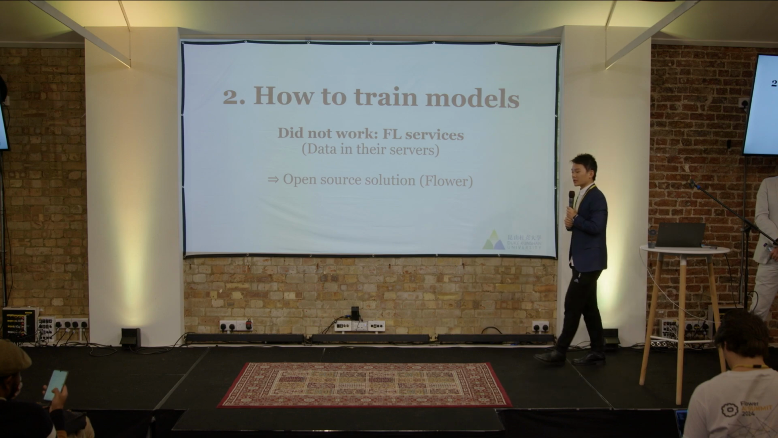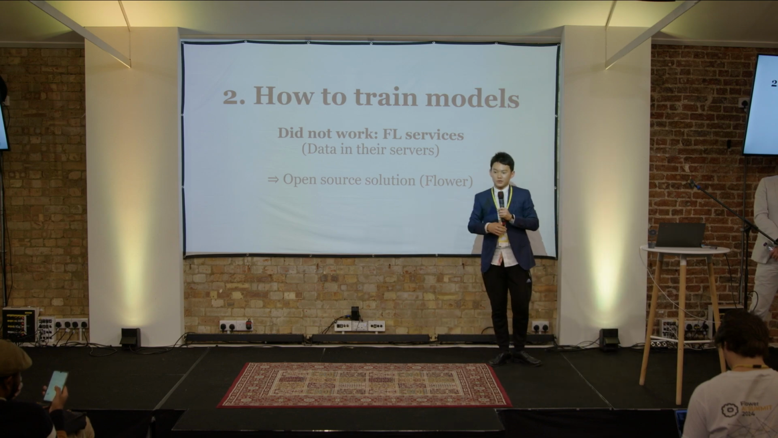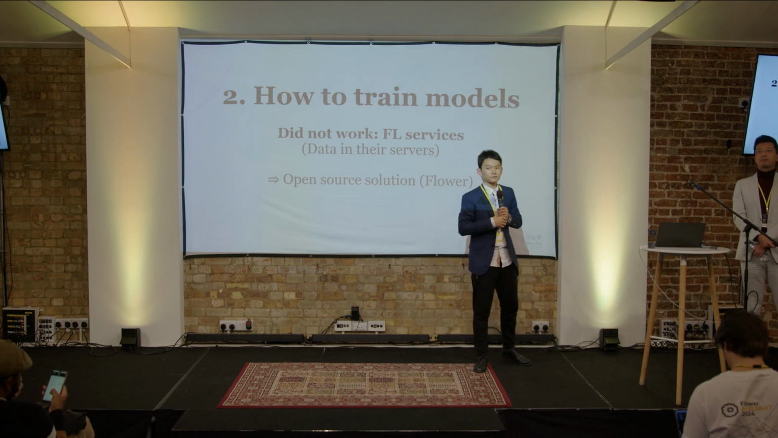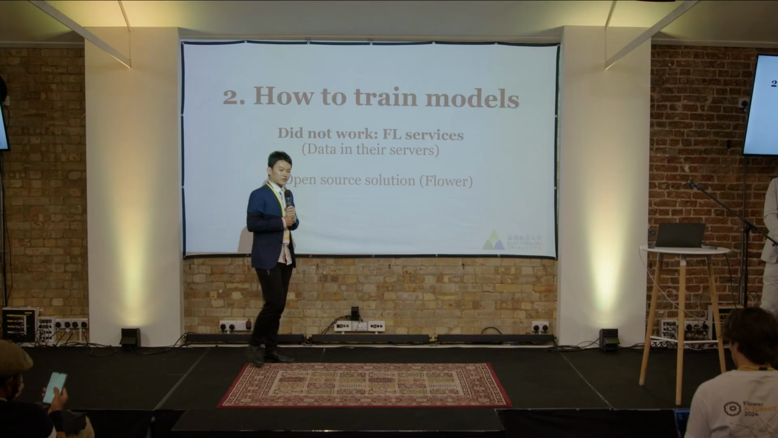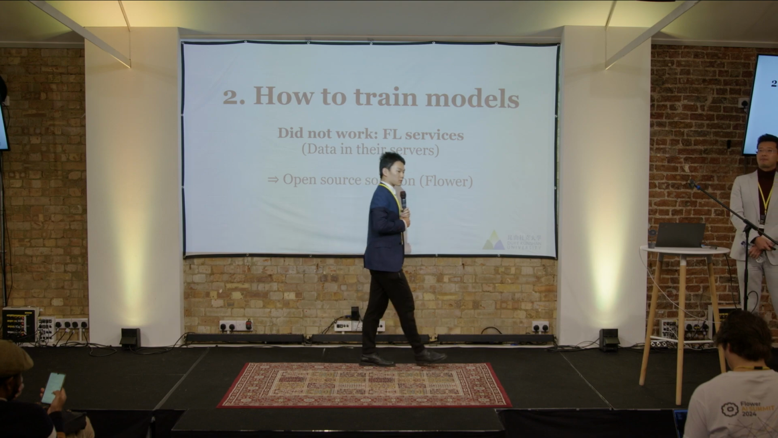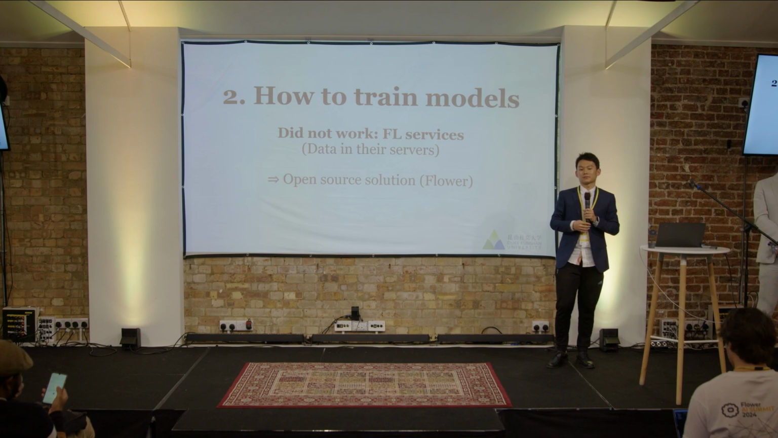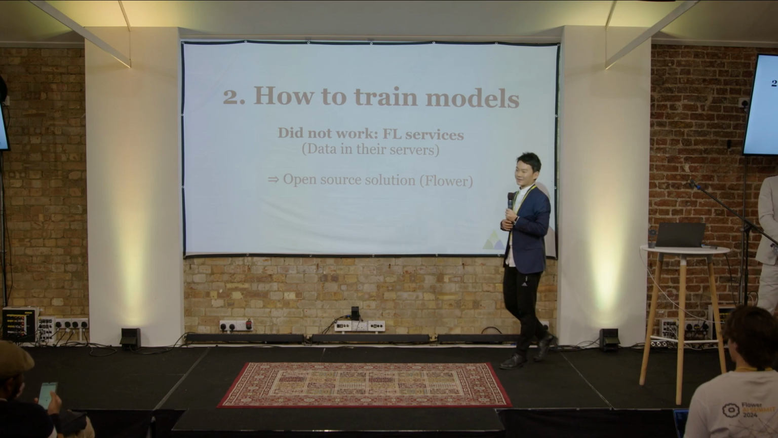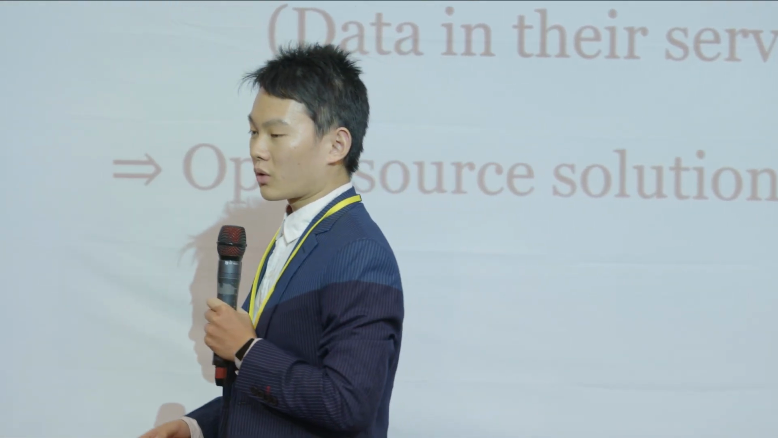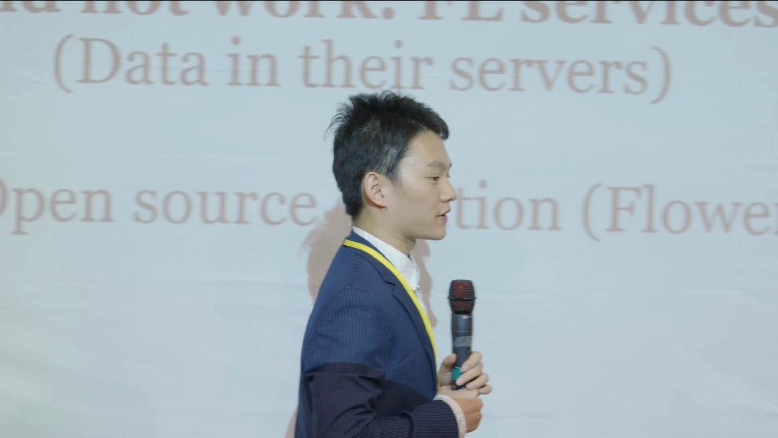The second question is, how do we train the models on the cell phones? Initially, we thought it would be easier if we use a federated learning service. So we found a company and tried to integrate their SDK into our app. But it turns out the way federated learning services work is they send the data to their servers, which is a deal breaker because it doesn't pass the IRB, among other reasons. So we turned around and looked at open source solutions, and obviously we found Flower.